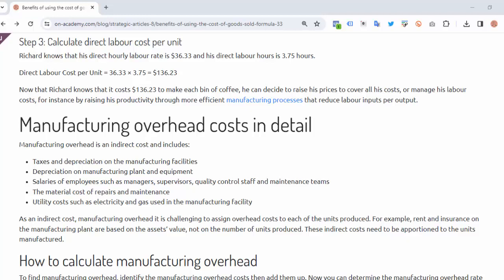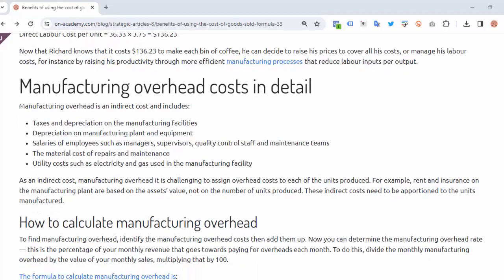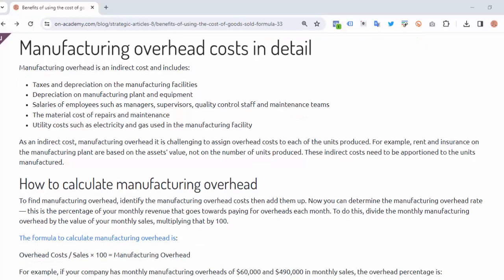Step 3. Calculate direct labor cost per unit. Now that we know the direct hourly labor rate and the direct labor hours per unit, we can figure out the direct labor cost per unit by multiplying the direct hourly labor rate and the direct labor hours per unit. So the formula to calculate direct labor cost per unit can be expressed as direct labor hourly rate x direct labor hours = direct labor cost per unit.